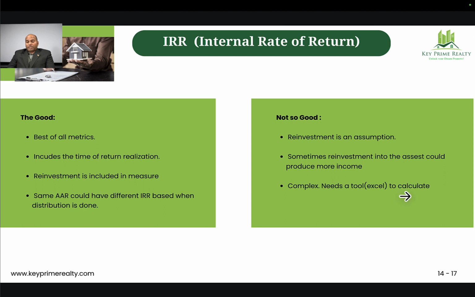Complex, needs a tool to calculate. This is tough to understand, right? If you think about it, the rest of the metrics are all simple, like average annual return. This one, if you use a calculator and try to do it yourself, is quite complicated. So that's why we do this using Excel.